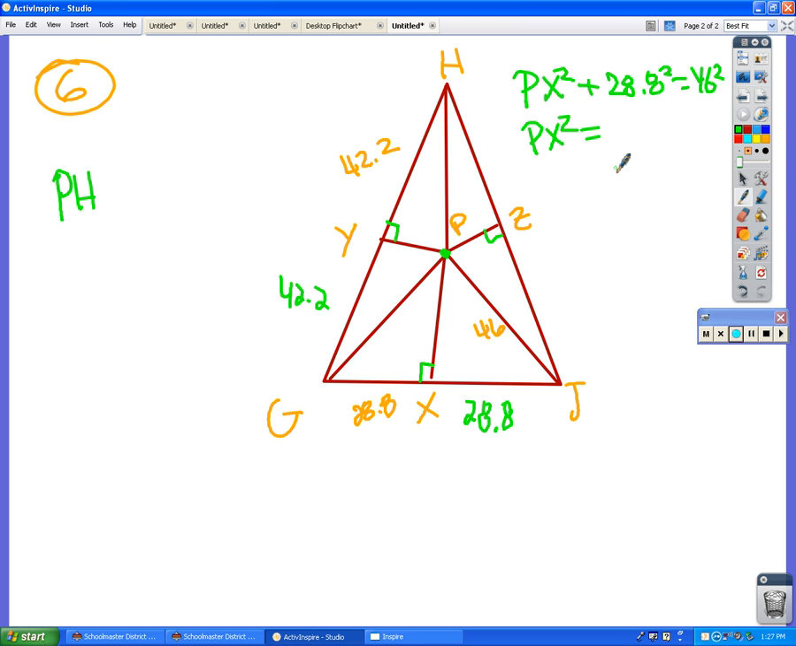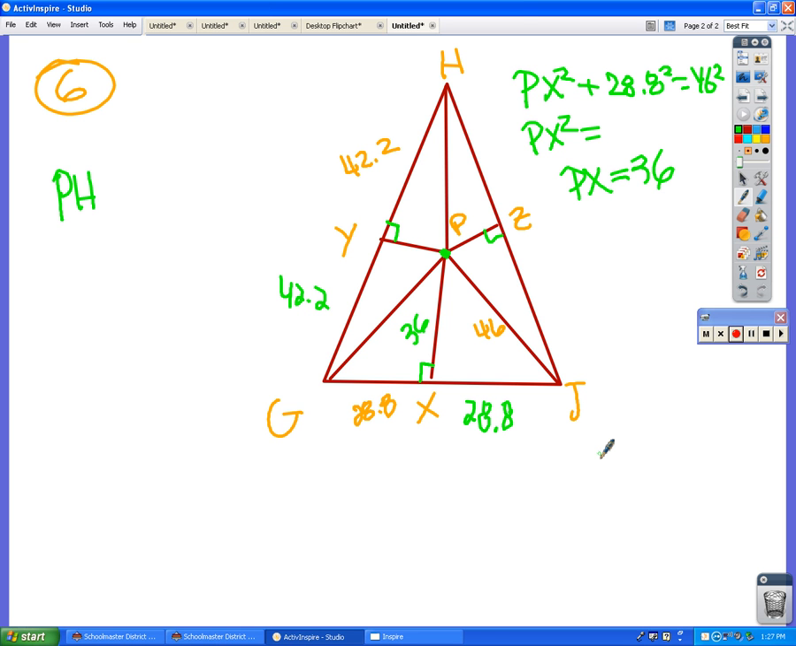Can you just put the 46 repeated? I don't know that we can, but we're about to find out. Okay, that may be true, but I don't want to assume that it is. So somebody tell me what 46 squared minus 28.8 squared is, and then take the square root. Well, I just want to solve this little equation right here real quick. Does it come out to be 36? Okay, so PX is 36.